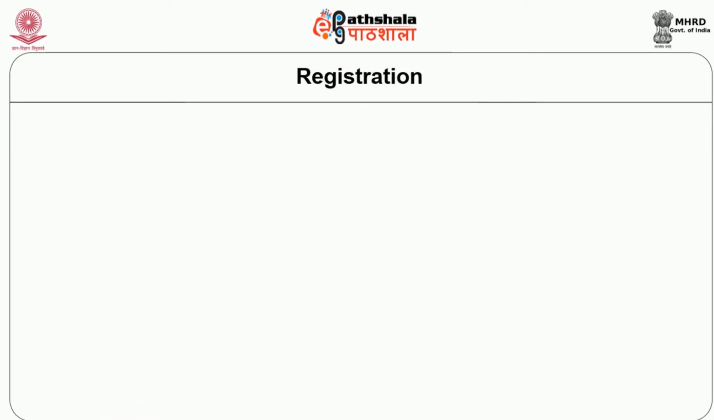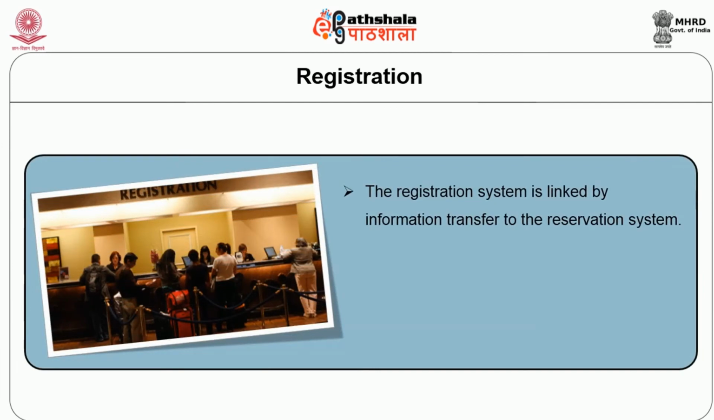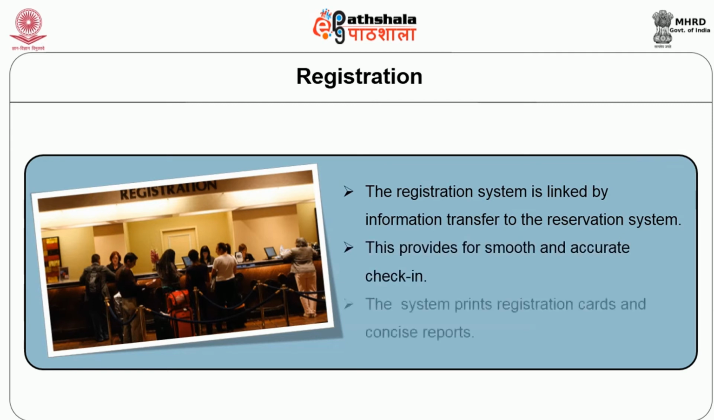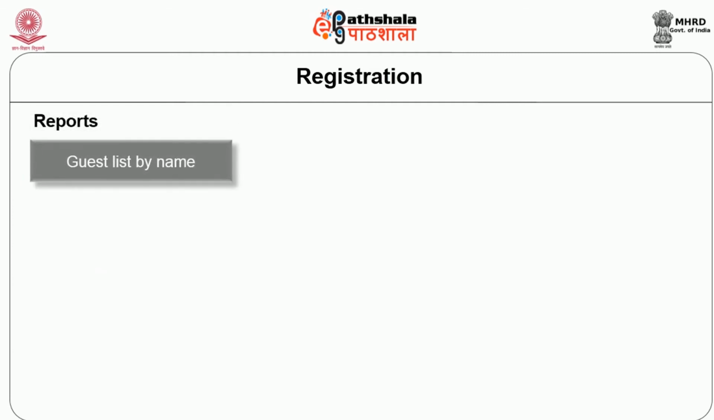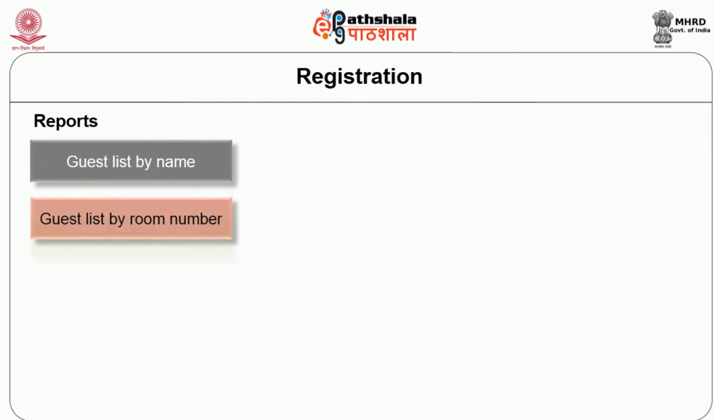Next part is the registration part. After completion of reservation, the registration system is linked by information transfer to the reservation system. This provides for smooth and accurate check-in. The system prints registration cards and concise reports. Here the reports maintained in registration start with the guest list by name. Here you can have the list of names of those who have registered for the occupancy.